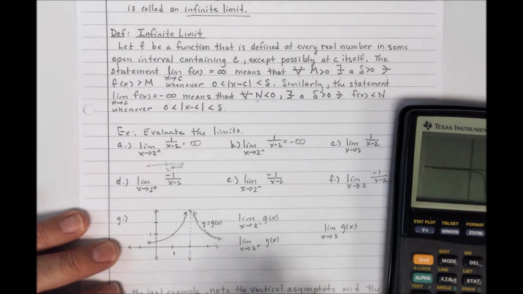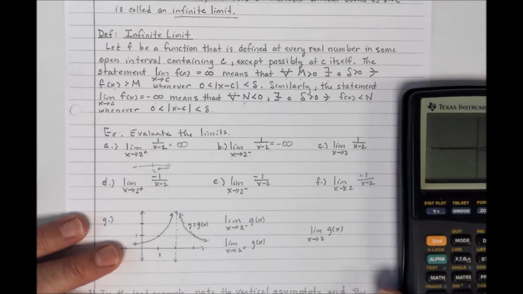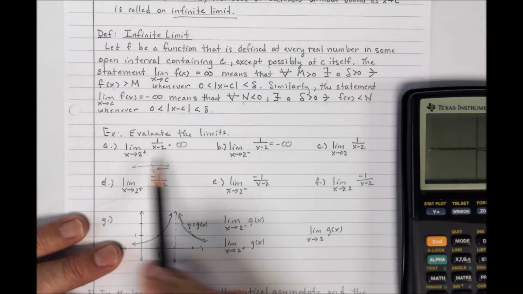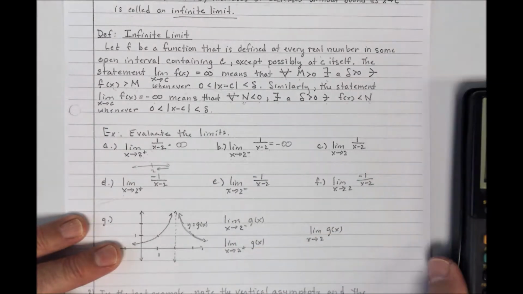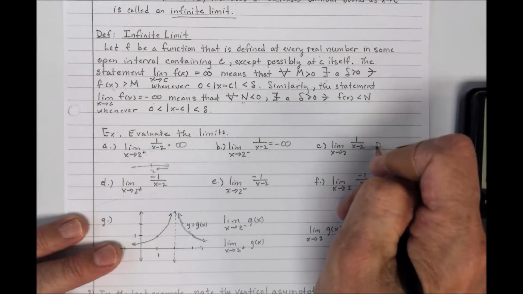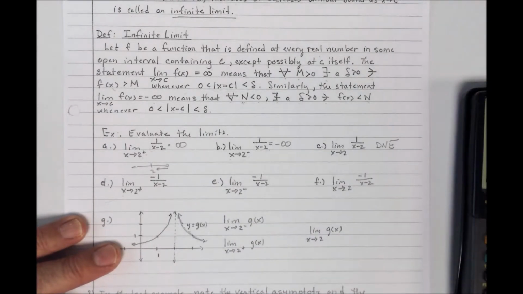Now what about the two-sided limit? Well, as you can see, the limit from the right is one thing, the limit from the left is another thing. We don't write down plus or minus infinity, we just write down that it does not exist.